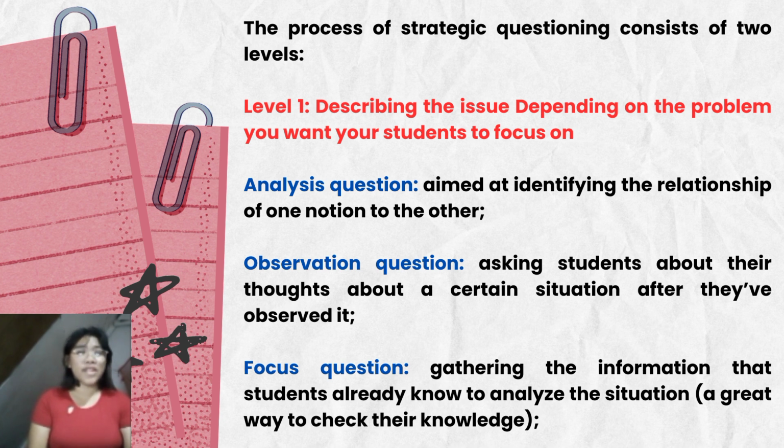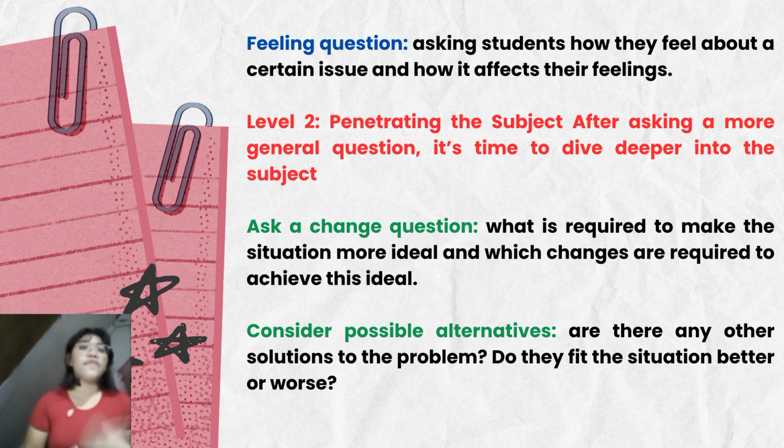The third one is the focus question. This gathers the information that the students already know to analyze the question. This type is a great way to check the knowledge of your students. The fourth one is the feeling question, asking students how they feel about a certain issue or topic that affects their feelings.